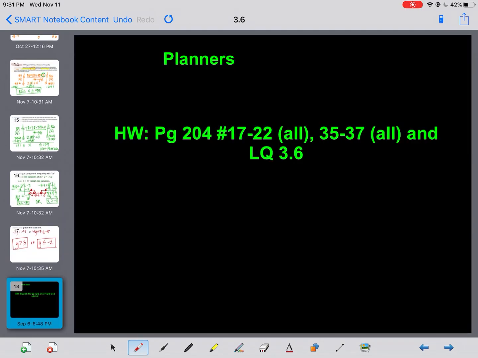All right, if you did it and you got y is greater than 3 or y is less than or equal to negative 2, you are ready for the rest.